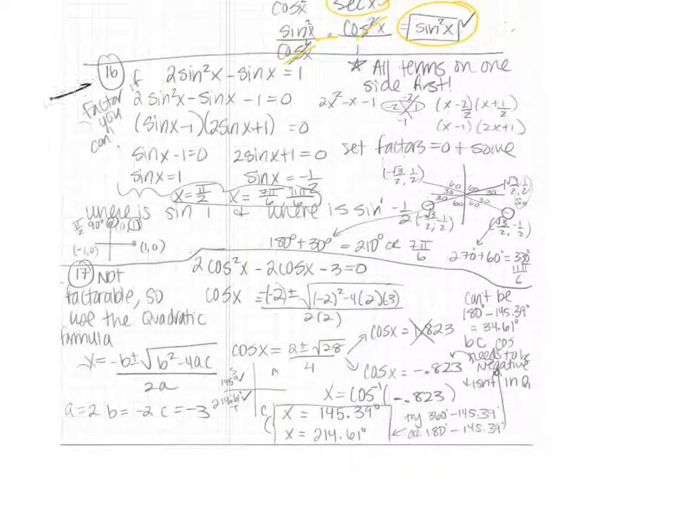So for number 16, when it says solve, you first want to get all terms on one side. So we move -1 to the left. You first want to see if you can factor, because I see sine squared, sine, and a constant. So I'm looking for a combo that multiplies to -2, a times c, that adds to -1. There is a combo, so it is factorable. Otherwise, we'd use the quadratic formula.